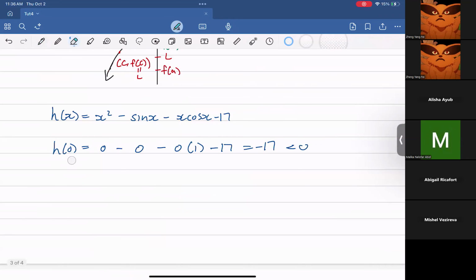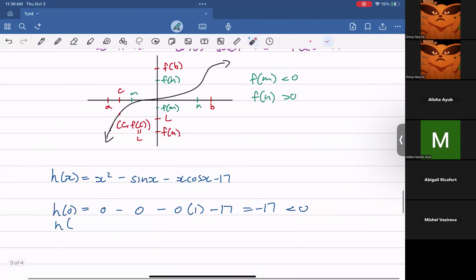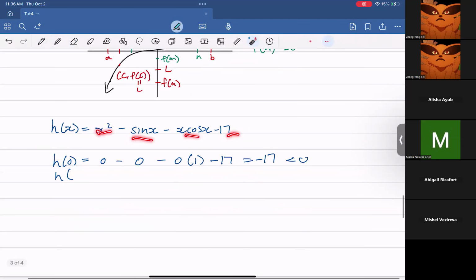What about the other value? I want to find something that gives me a value greater than 0. Just looking at this function, we know that sine x is bounded between -1 and 1. This cos x is also between -1 and 1. So the maximum that this can do is 1. It really depends on this x, and this 17 is just a constant.